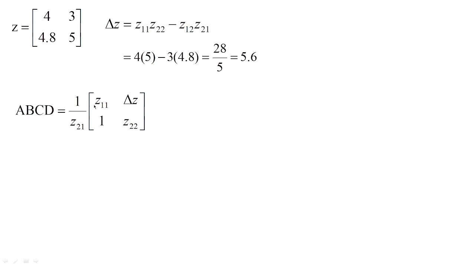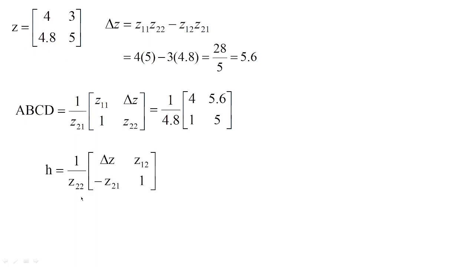So 1 by Z21, matrix Z11, delta Z, 1 and Z22. This we have already seen in our previous classes. We have seen also the derivations. So you can look into our two-port networks different classes, and there you can find the approach to convert one parameter in terms of other parameter. So directly now we are going to apply the formula. So Z21 is 4.8, Z11 is 4, Z22 is 5, 1 as it is, and delta Z we obtained as 5.6. So this is how the transmission line parameters are obtained from impedance parameters.